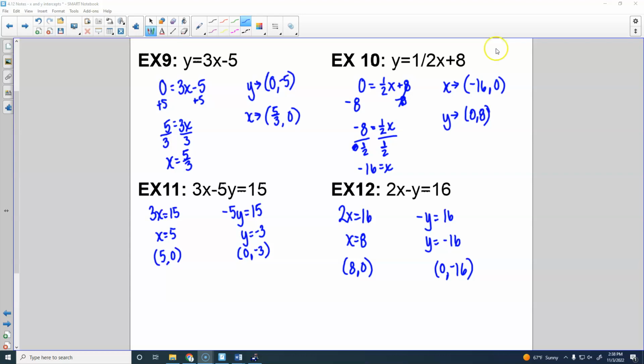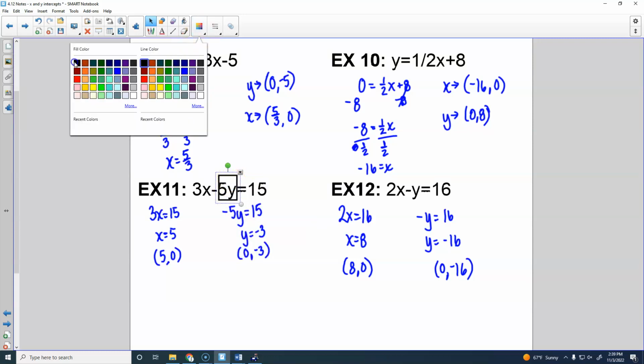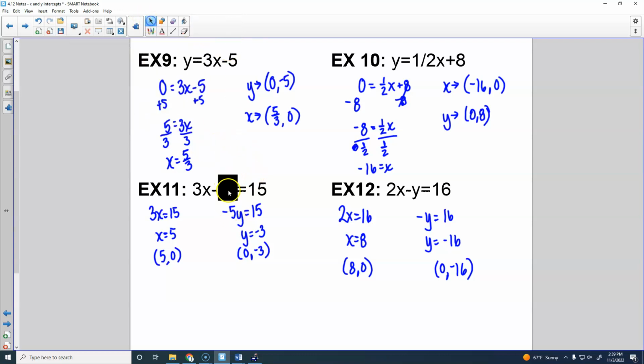I'm kind of doing a shortcut here whenever I do 11 and 12. You can use it if you would like. It'll save you a little bit of time. What I'm doing is covering up the y, because it's going to be 0, so the y and everything with it will be 0. So then you just get 3x equals 15. If you divide both sides by 3, x equals 5. So that's your x-intercept there.